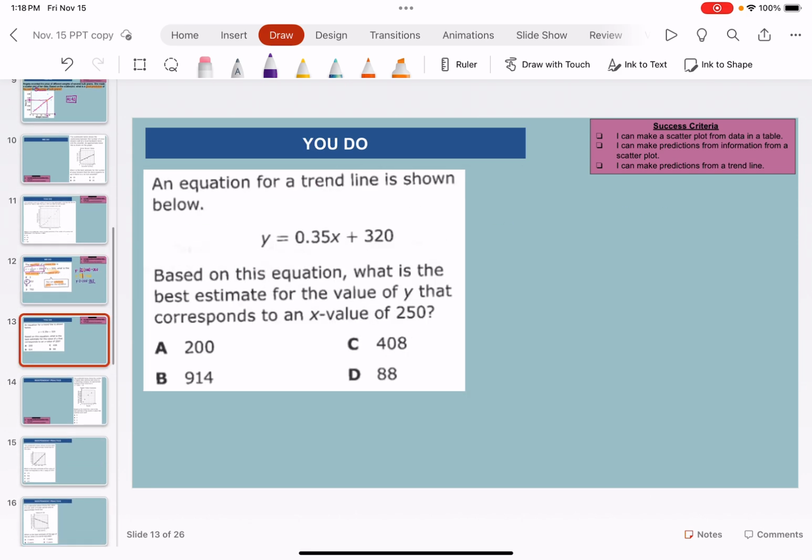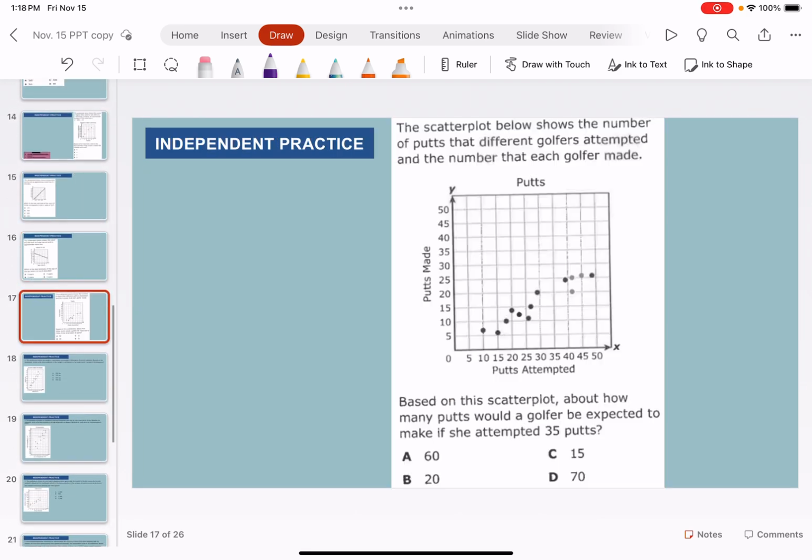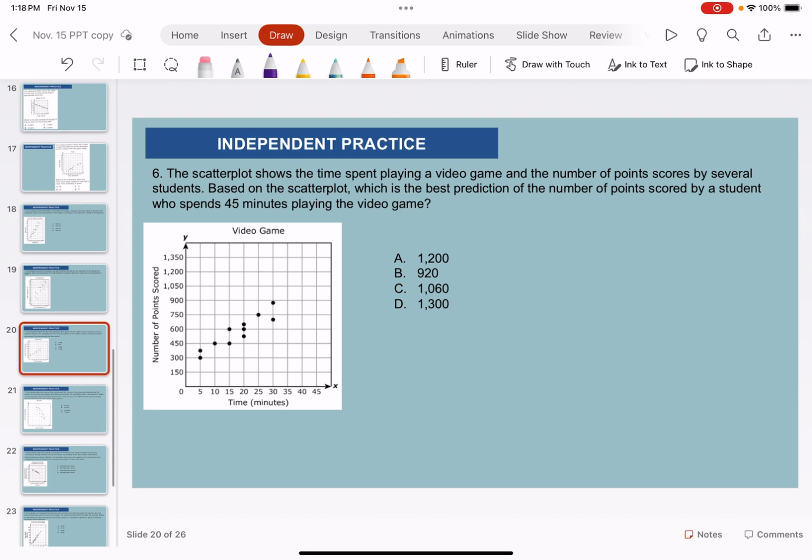So the rest of the worksheet, again, is making predictions. Some of the problems will give you a trend line. Some of the problems you have to draw your trend line.